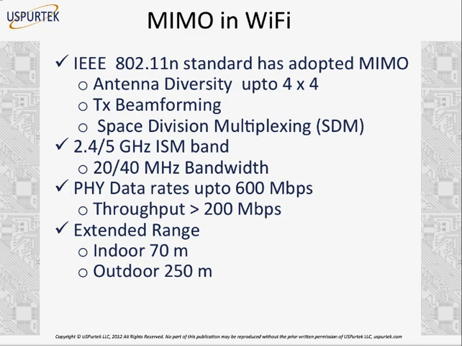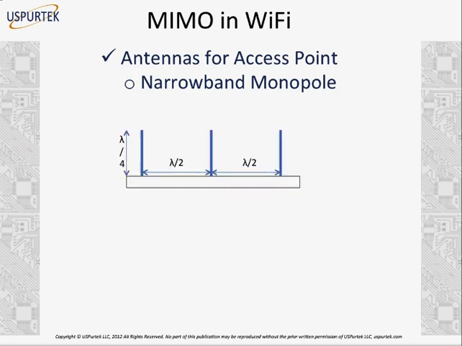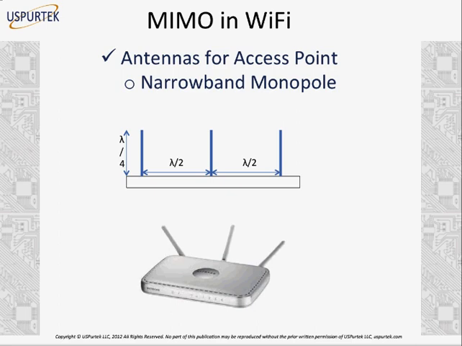The indoor range without any repeaters is extended up to 70 meters, and outdoor you can go up to 250 meters. So with MIMO, with just one access point, you could cover a whole building, right? Now let's look in a little more detail into MIMO antennas in Wi-Fi. We'll discuss how MIMO antennas are typically implemented in a Wi-Fi access point.